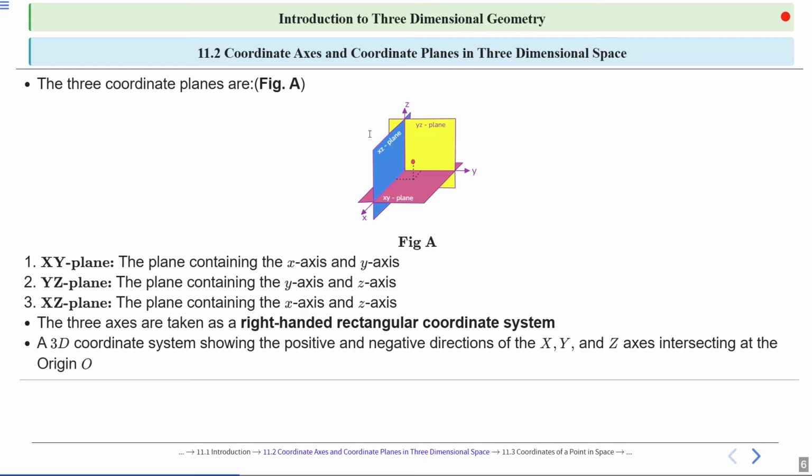This 3D coordinate system shows both the positive and negative directions for the x, y and z axis, all meeting at the origin, which we label as O. The coordinates of origin O are 0, 0, 0. Understanding these directions is important for locating any point in three dimensional space.